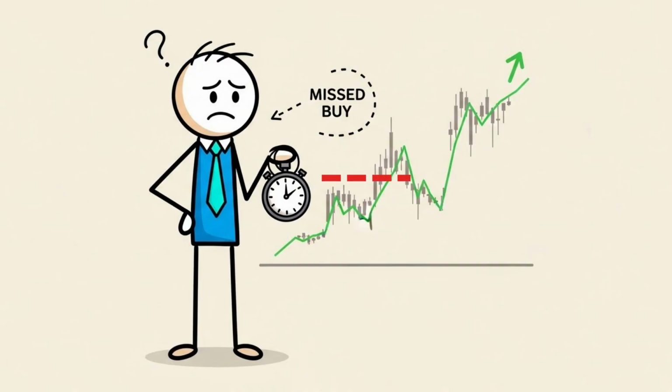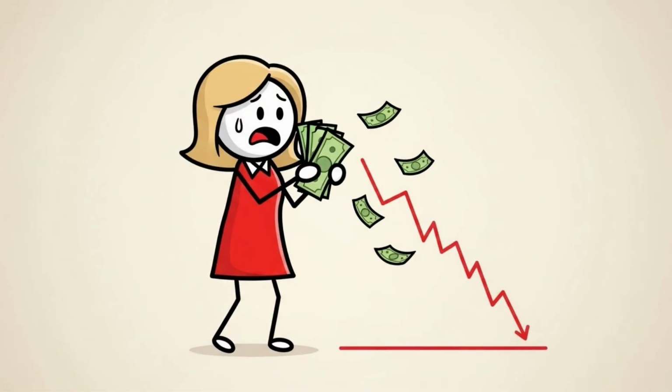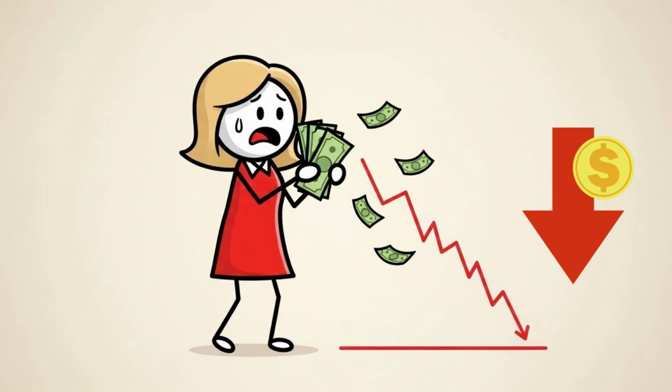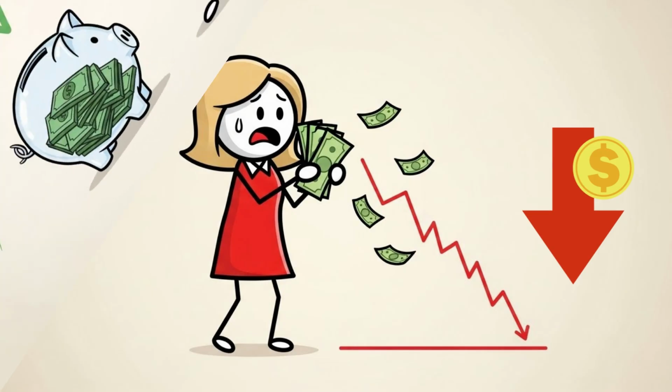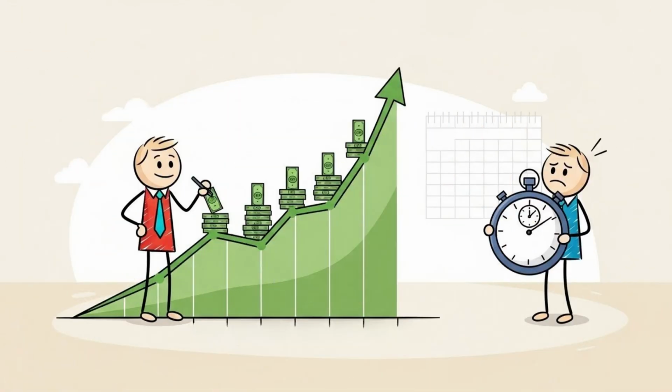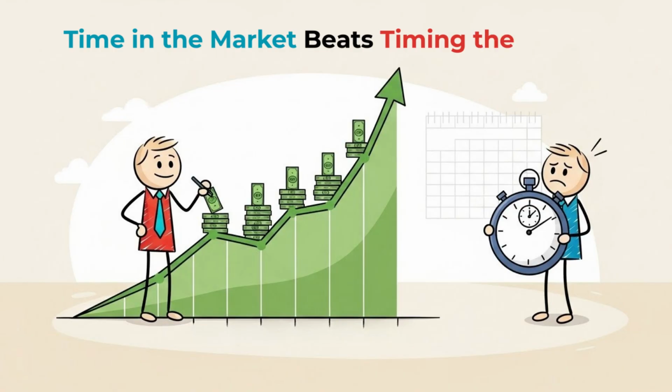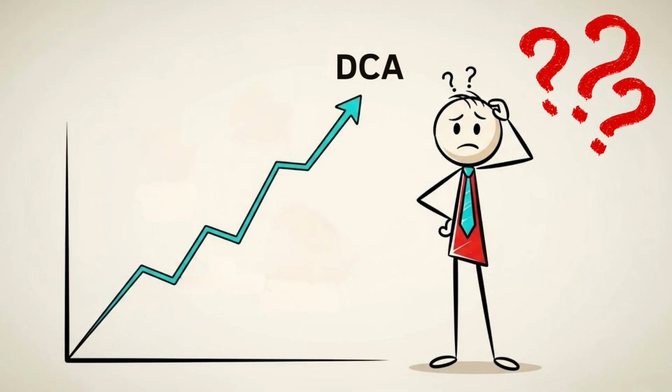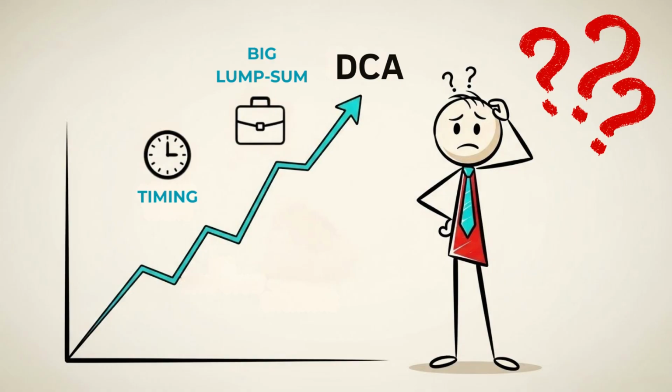Timmy gets average results. Paula Panic loses money because fear controls her. Charlie Cash misses out by never participating. The lesson is simple. Time in the market beats timing the market. DCA is great, but not perfect for every situation.